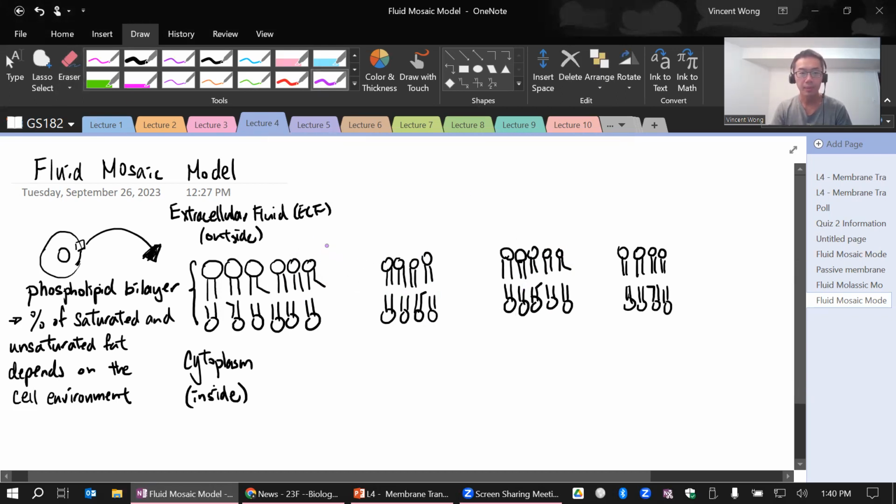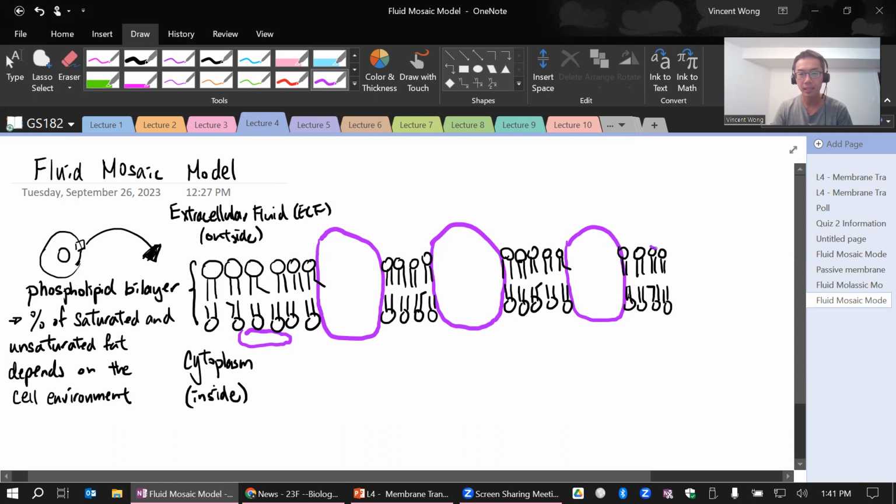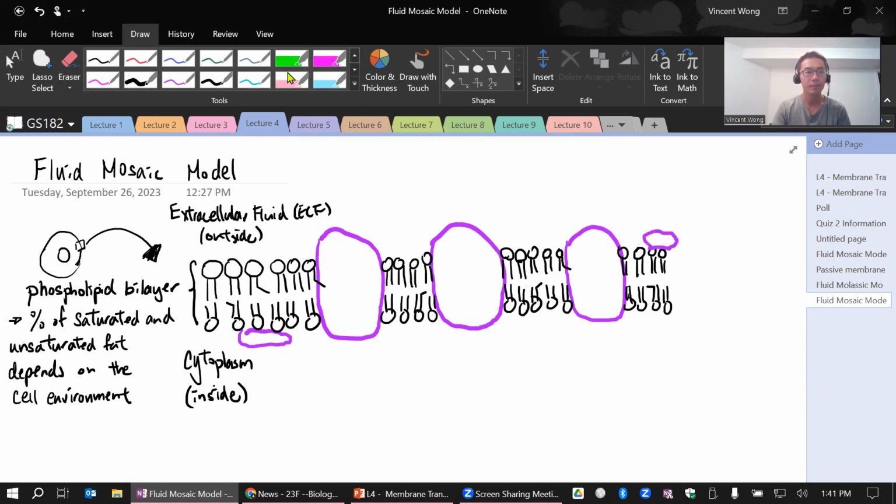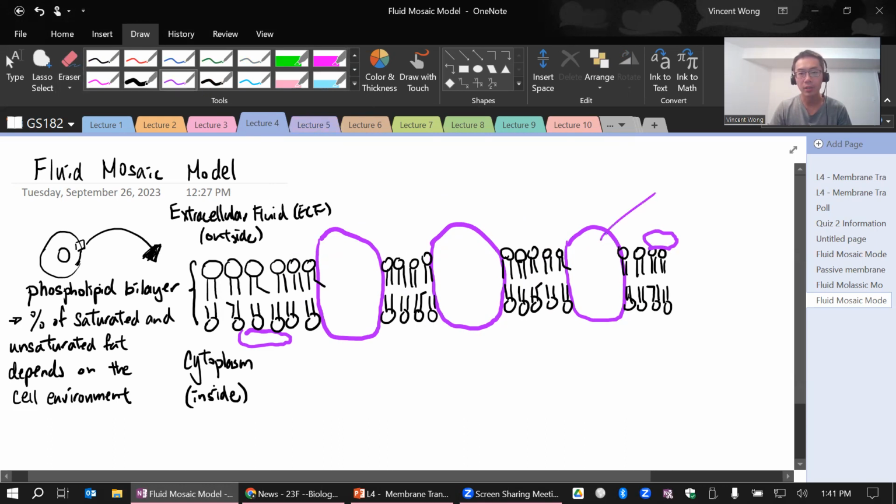Now, these gaps, right? That's where the proteins are going to go. So some proteins are going to go through the entire phospholipid bilayer. Some proteins are just going to be attached on either the inside or the outside. So that's called an integral protein. Goes all the way through. This is a peripheral protein. It's either on the outside only or on the inside. It doesn't go all the way through.